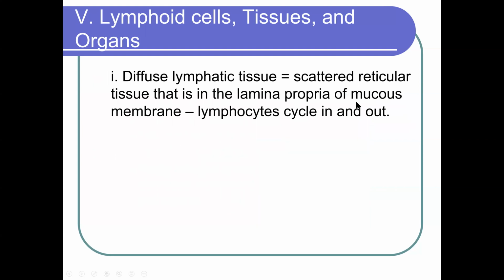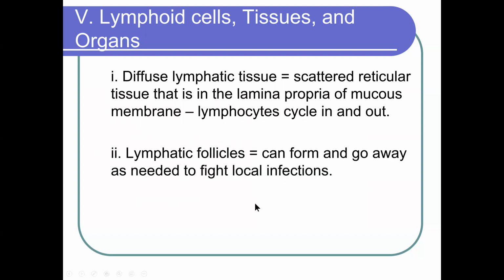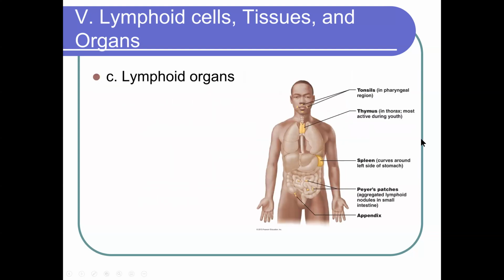We have diffuse lymphatic tissue, okay, that is located in the lamina propria of the mucous membrane. That's one of the thinner layers, but it has lymphocytes which cycle in and out of there. We have lymphoid follicles that can form and go away as needed to fight local infections. We have specific lymphoid organs. We have tonsils, adenoid tonsils and palatine tonsils. We have the thymus, okay, which we'll discuss, but it's active in early childhood, and then in you and I, it has started to atrophy, okay.